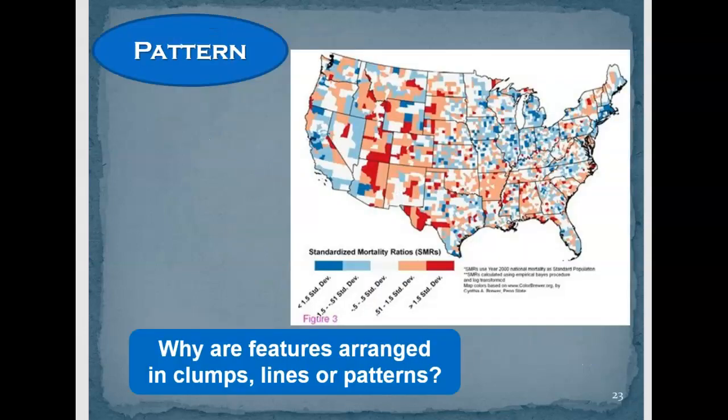Here we can see an example of a pattern. This is a mortality rate or ratio chart in the United States. So it is showing different figures of the mortality rate. And so we can use these clusters and different things to determine patterns of mortality. This is pattern.